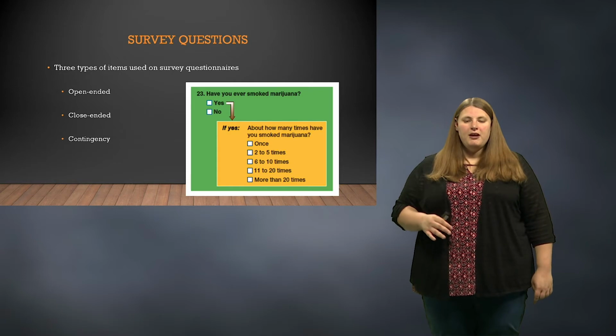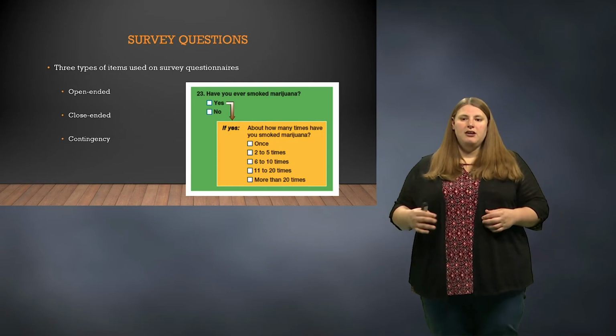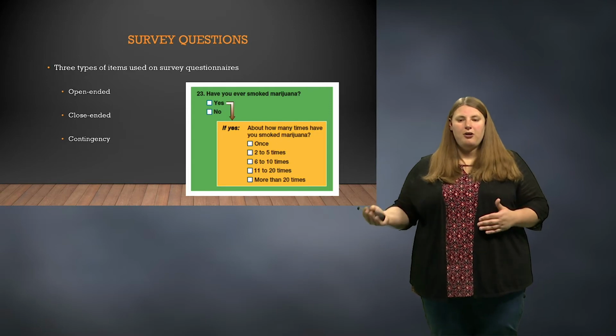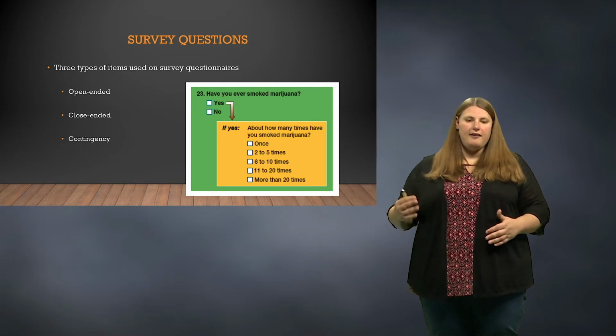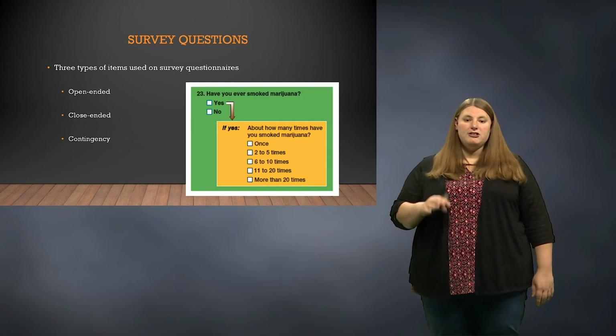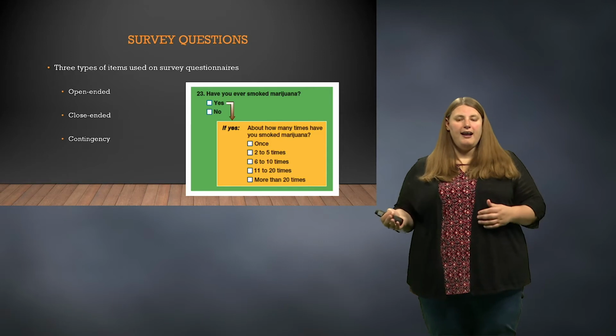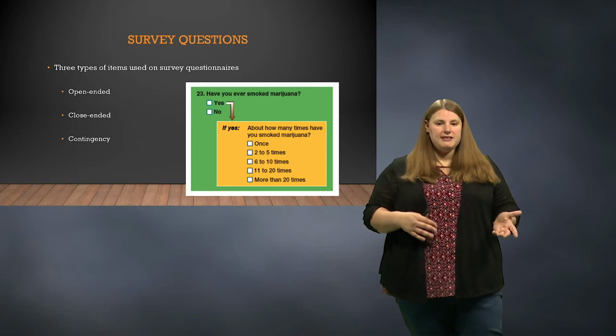You can ask a contingency question as a simple closed-ended question. The question could have read, if you smoked marijuana before, how many times have you smoked it? Then everybody would get that question. However, for exhaustiveness purposes, you would then have to include a never or not applicable option to the frequency question.